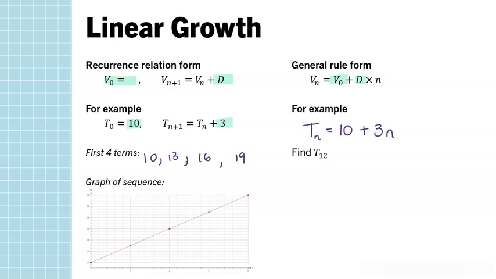And so now if we were in a situation where we wanted to find T12, it is 10 plus 3 times 12. So we're substituting in that value of 12, both in our notation and in our rule where we see N. And so in this case, we end up with T12 is 46.